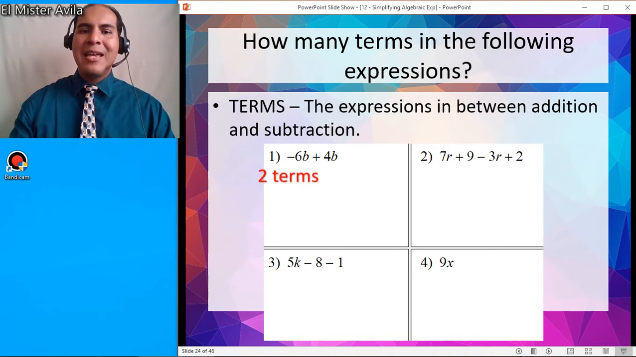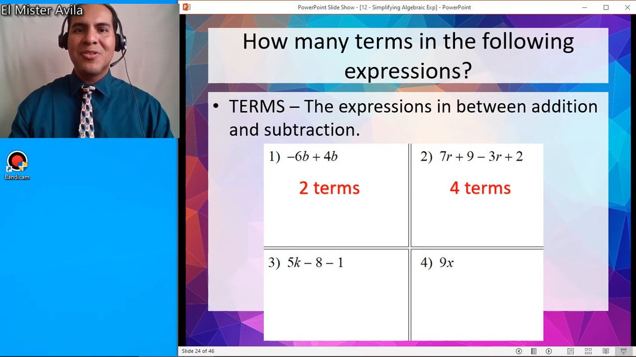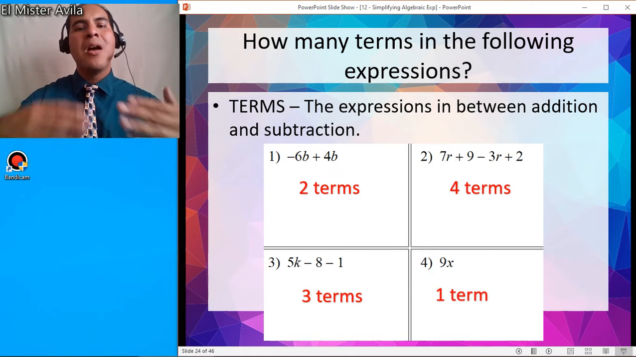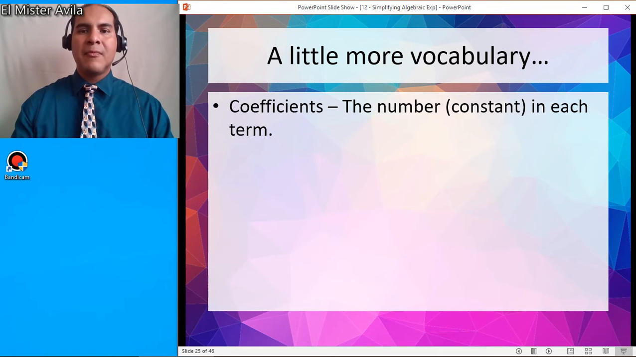Number 1 is 2 terms. Number 2, 4 terms. Number 3, 3 terms. And number 4, just 1 term. Good job. Hopefully you're understanding what it means to be a term.